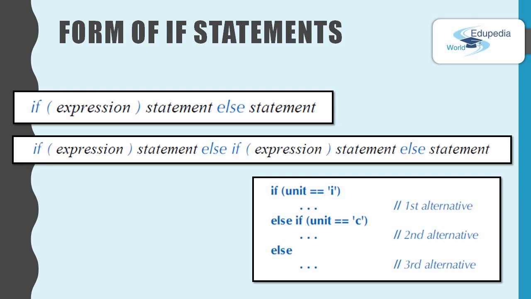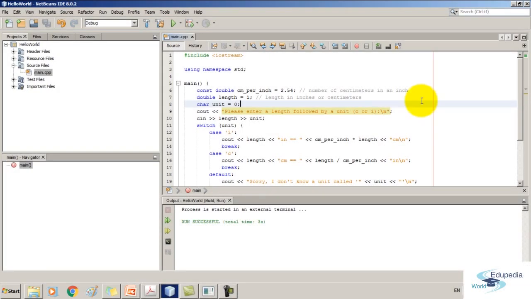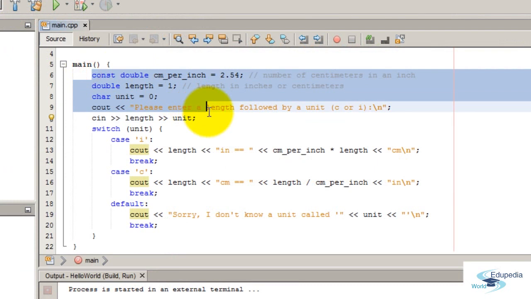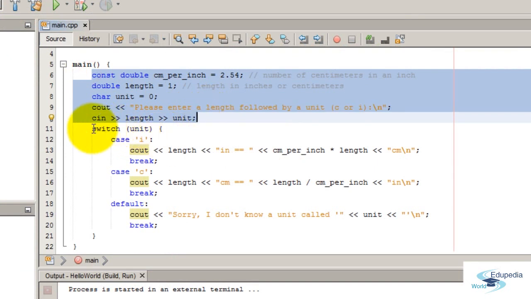Now we are moving on to switch statements. Actually, the comparison of unit to I and to C is an example of the most common form of selection, a selection based on comparison of a value against several constants. Take a look at this program. We have rewritten the previous program, the unit conversion program, using a switch statement. These are the same code lines and the changes happen from here.